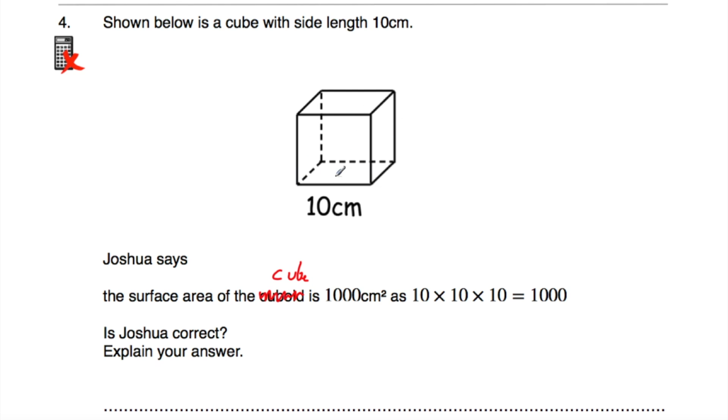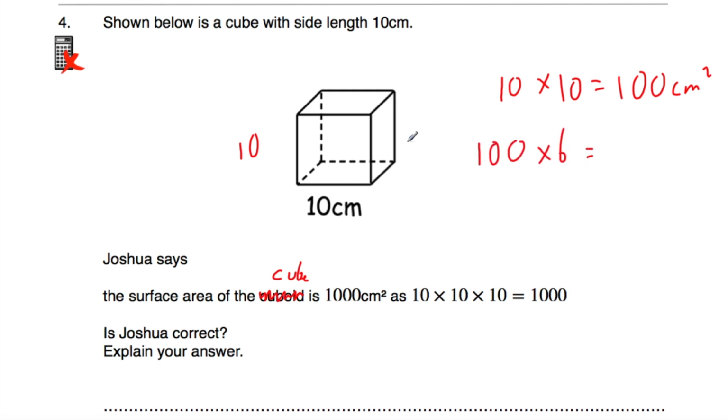So the side length is 10 centimeters. That means the height would be 10 centimeters as well. So to find the area of the front of this cube, we would do 10 times 10, and that's equal to 100 centimeters squared. That means the area of the back would be 100 centimeters squared, the area of the top would be 100 centimeters squared, the bottom, the left hand side, and the right hand side. So if we want to find the total surface area of this cube, we would take the 100 and multiply that by 6, because there's 6 identical faces. And 100 times 6 is 600 centimeters squared. So the surface area of that cube is actually 600 centimeters squared, not 1,000.